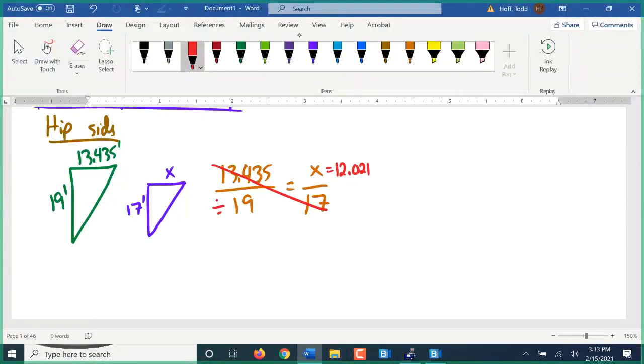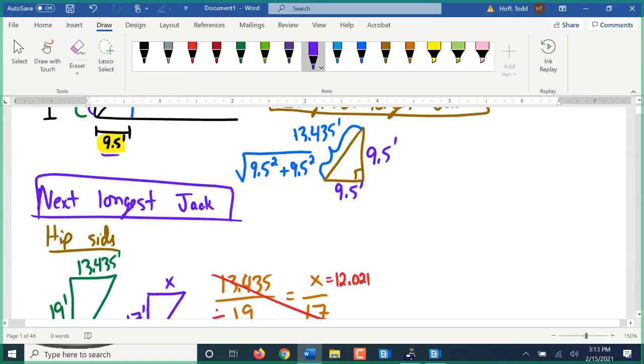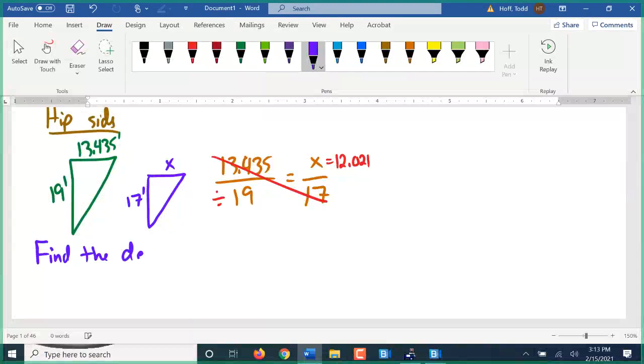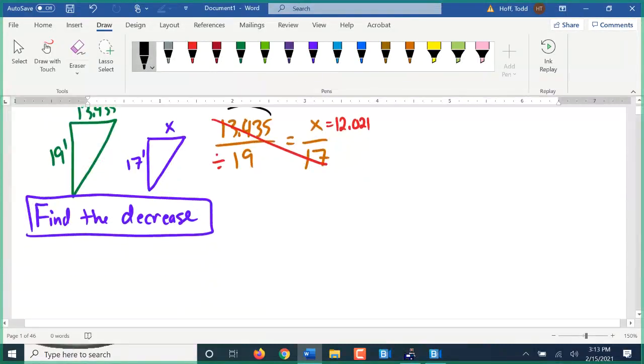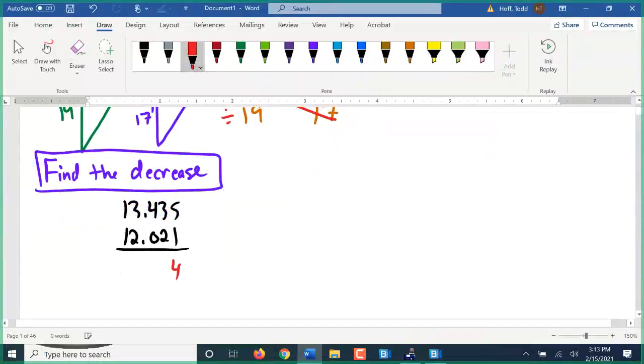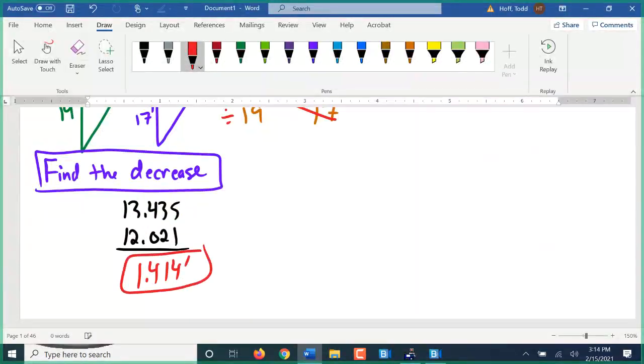So then the next step, I'm going to come back and do the main roof side later, but I'm going to finish off this here. The next step then is to find the decrease. The decrease is the longest jack, 13.435, minus the next longest jack, 12.021. Right there, we've got 1.414 feet. But trust that you can change that into feet and inches.